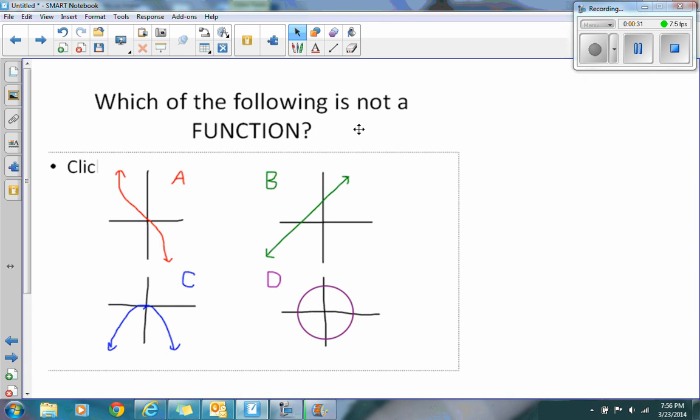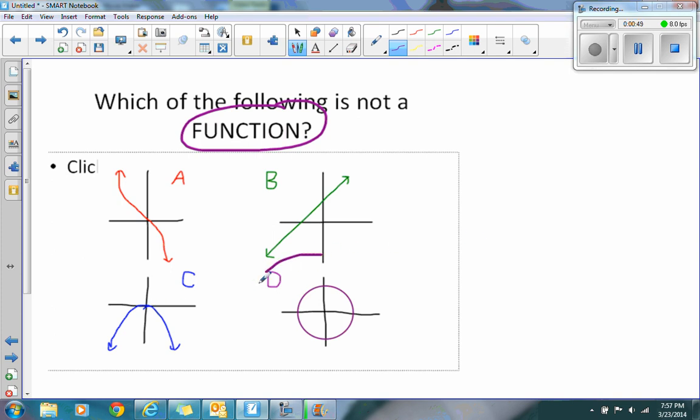On this first example, which of the following is not a function? The key word here is which one is not a function. And to check to see whether or not we have a function, we do the vertical line test. So if we draw vertical lines through A, B, and C, we're successful in all of those. But D is the one that does not pass the vertical line test.